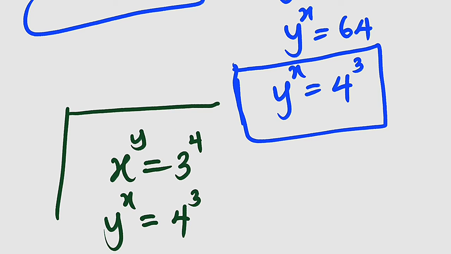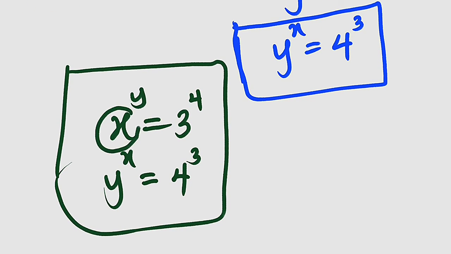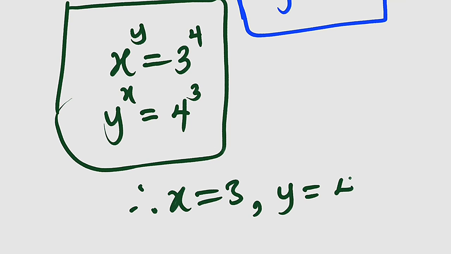If you observe these two equations together carefully, x is the base here, while 3 is the base here. Can you see they correspond? Y is the exponent, which is equivalent to 4. But look at the second equation. Y is the base, 4 is the base. X is the exponent, while 3 is the exponent. So you can see that x must be equal to 3 and y must be equal to 4, right? Therefore, x equal to 3 while y equal to 4.